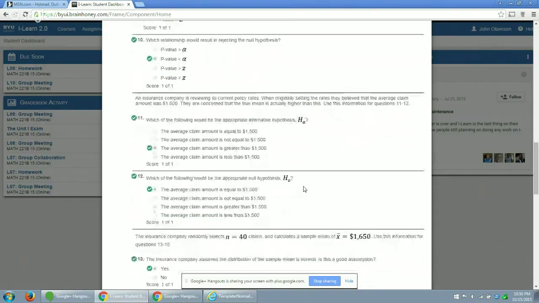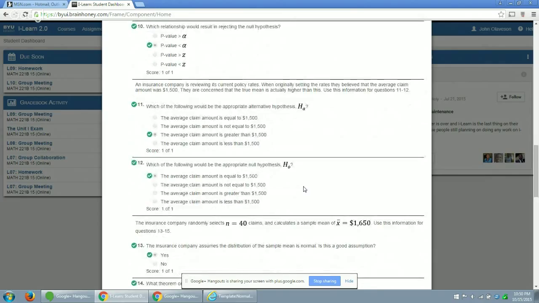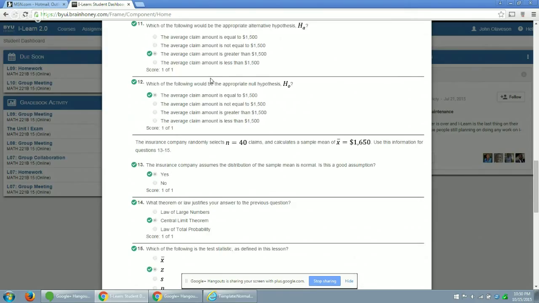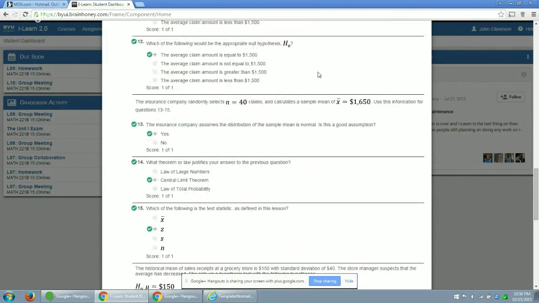Which of the following would be appropriate for the null hypothesis? We always believe the null hypothesis to be true, and we know that it's always going to be equal to the value that they set, which is $1,500. So the question is, is this equal to that?